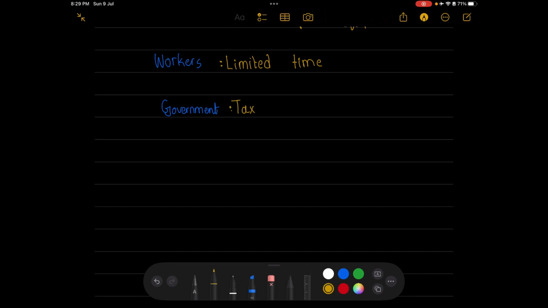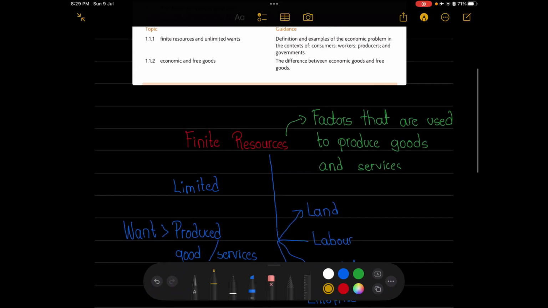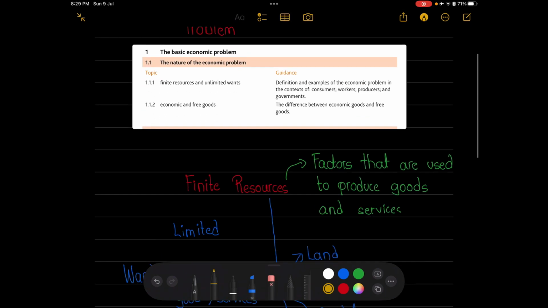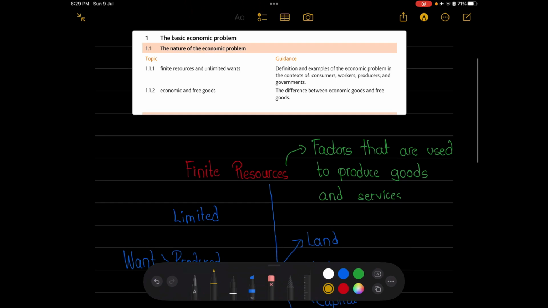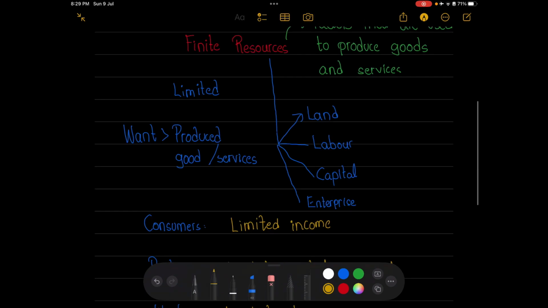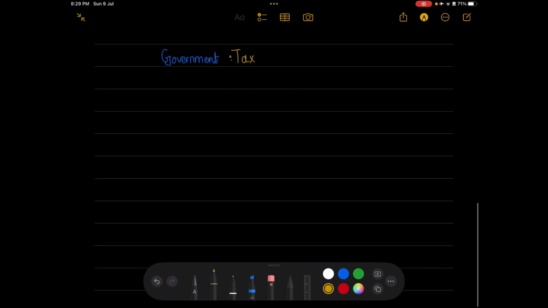They cannot do both. All right, that's the first part of this topic, which is finite resources and unlimited wants. The second part of the topic is economic goods and free goods.